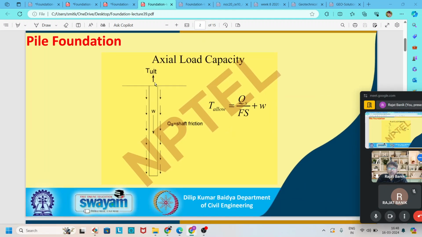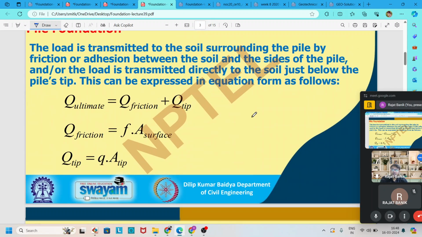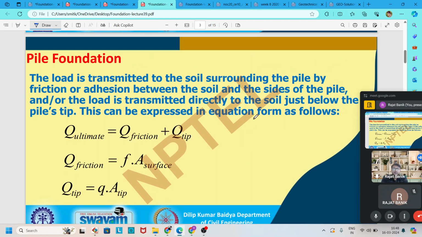Here it is said that the allowable force required to design this pile is nothing but the ultimate load which is taken by the pile divided by the factor of safety. The load is transferred to the soil surrounding the pile by the friction or adhesion between the soil and the sides of the pile, or the load is transferred directly to the soil just below the pile tip.